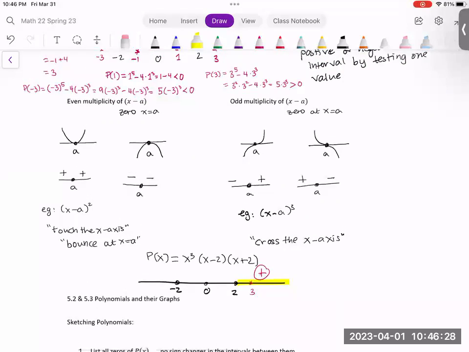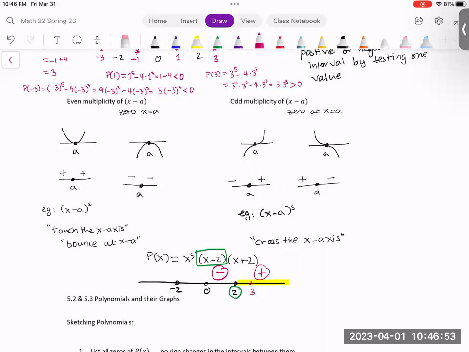Okay. Here at 2, let's look at that term that corresponds to 2. I'm going to color code this. So at 2, this corresponds to this term, x minus 2. This is an odd multiplicity. So we're going to see a sign change. We go from positive to negative. Odd multiplicity gives us a sign change.